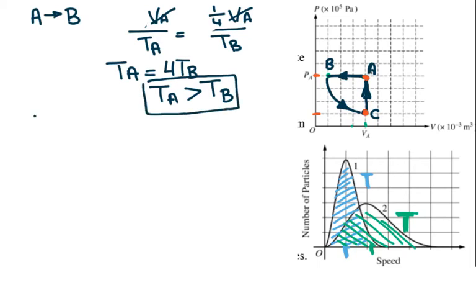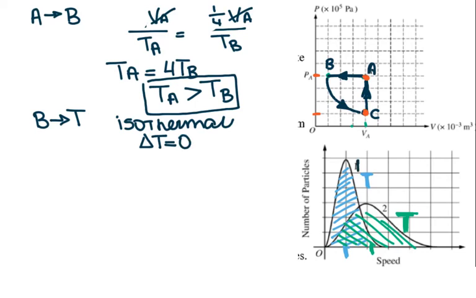Then for BC, it's isothermal. So change of the temperature is equal to 0. So I cannot use my isothermal process for 1 and 2 because the temperature doesn't change from B to C.